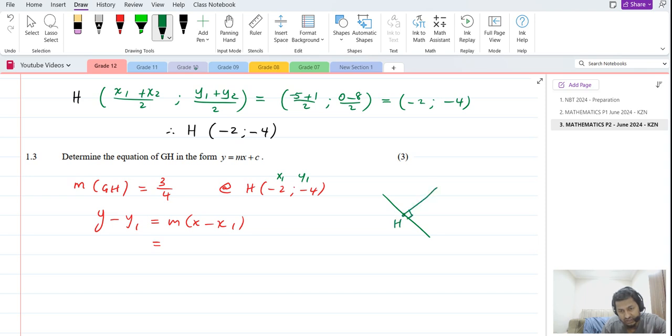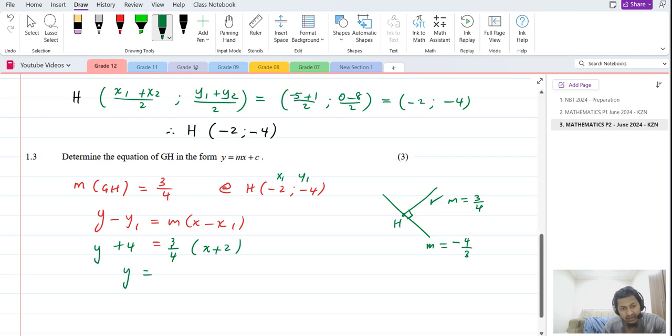And there's H here. Because this is perpendicular and the gradient of this line is -4/3, then the gradient of this line we have is positive 3/4. Right, so now y minus y1 at this point H. So y minus y1 is y + 4 equals m, which is 3/4 into x + 2.